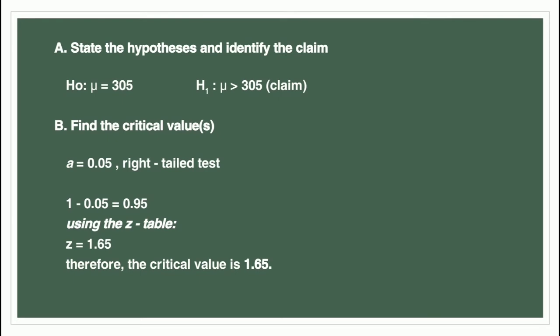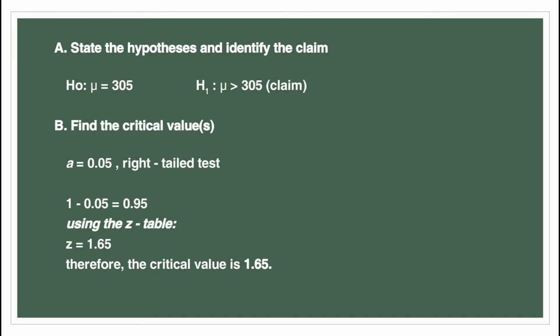So now, let's perform the following steps in hypothesis testing. The first step is to state the hypothesis and identify the claim. In the null hypothesis, mu is equal to 305, and in the alternative hypothesis, mu is greater than 305. For the second step, find the critical value or values. Alpha is equal to 0.05 and it is a right-tailed test.